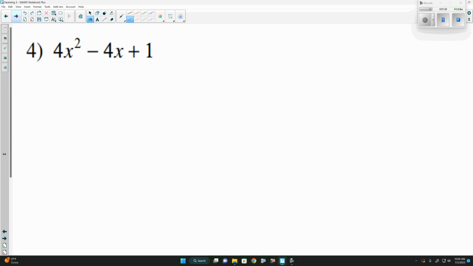So 4x squared minus 4x plus 1. Now, if we look at this one here, the first thing we'll look for is a greatest common factor. Well, there's not one. So we'll do our 2 sets of parentheses with 3 spaces. Now we'll look at our signs first. So we look at the third term. If the third term is positive, the signs are the same and they match the sign of the middle term. So here it's positive and negative, so they're both negative.